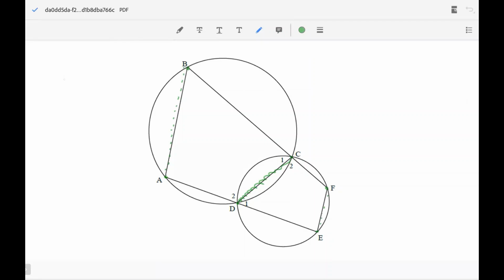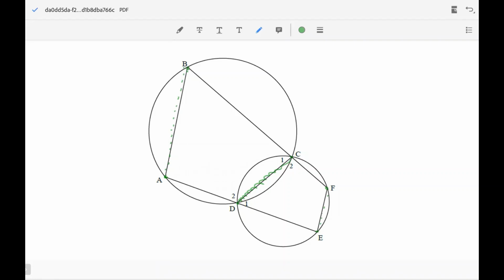So on the larger circle, we have got cyclic quadrilateral A, B, C, D. And with the larger circle, the exterior angle of that cyclic quad will be C2 and D1. So that's the information we have about the larger circle. The cyclic quadrilateral is A, B, C, D, whose exterior angles are C2 and D1.